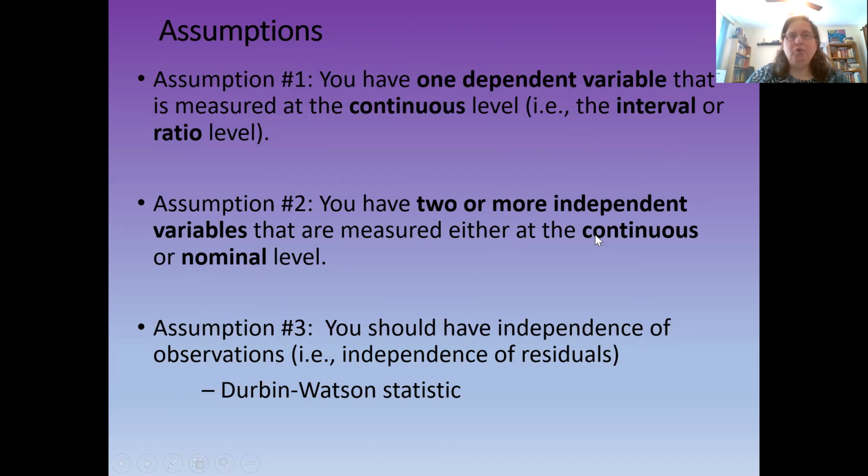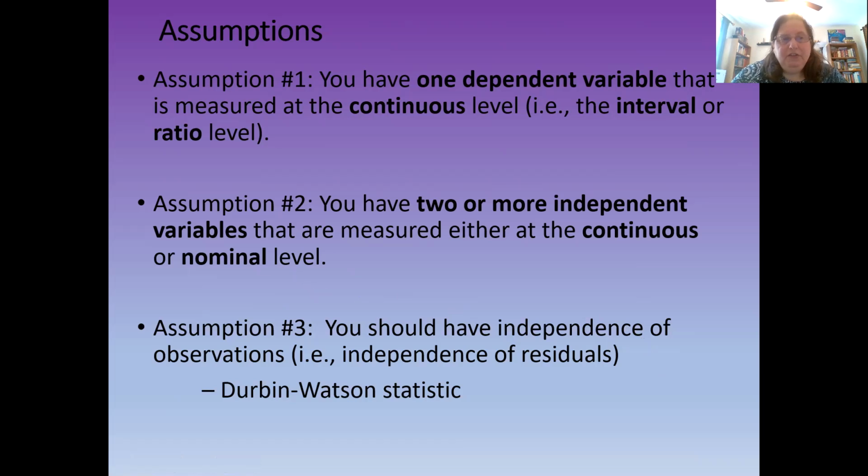Assumption 2: you have 2 or more independent variables that are measured either at the continuous level, interval or ratio, or nominal, which means categorical, right? If it's dichotomous, you're great. If you have more than 2 categories, you've got to create dummy codes, those dummy variables. Now we get into the non-design assumptions.